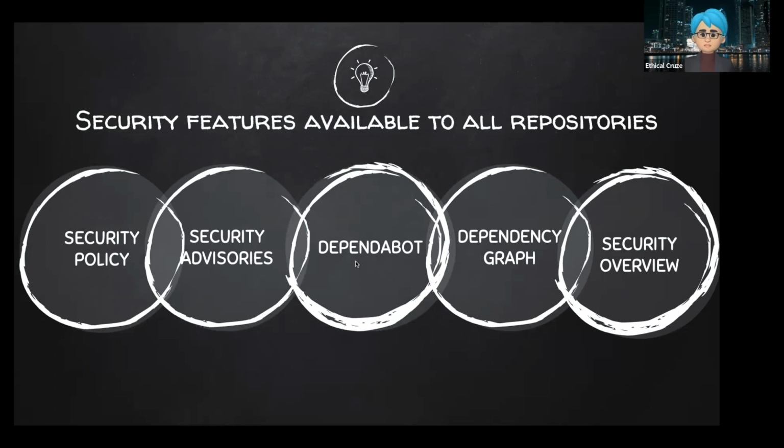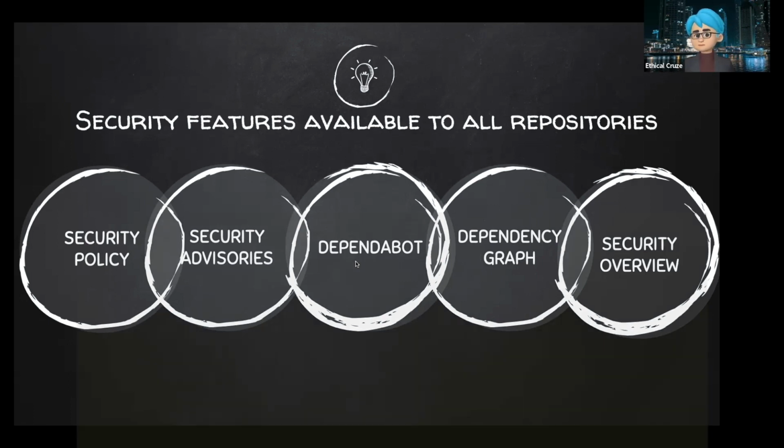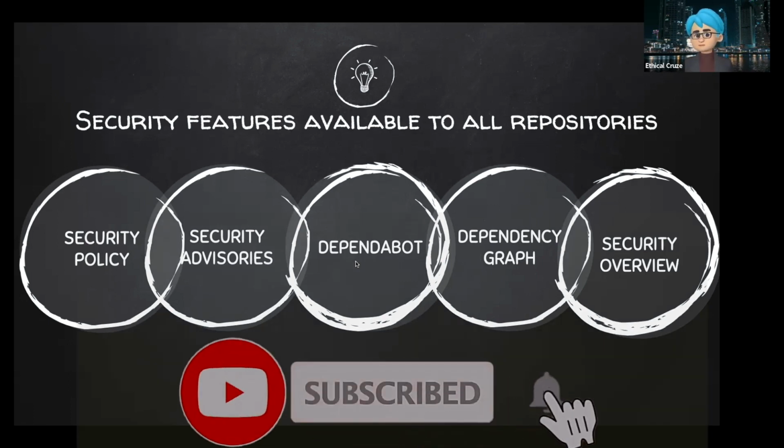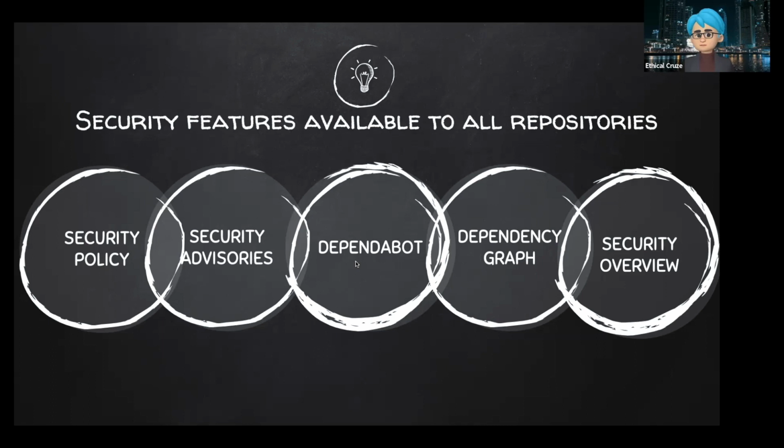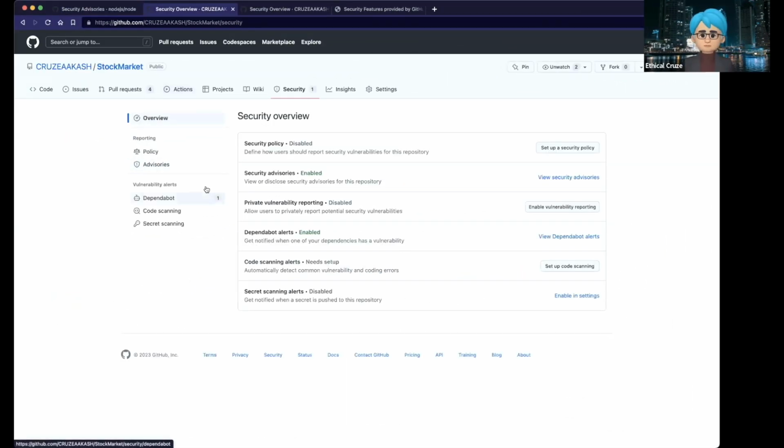Third one is your Dependabot. Dependabot is a feature provided by GitHub that can raise alerts about vulnerabilities that are present in the dependencies which you are using. Also, Dependabot can create an automatic pull request to fix or update the dependency. Let me show you one of the repositories.